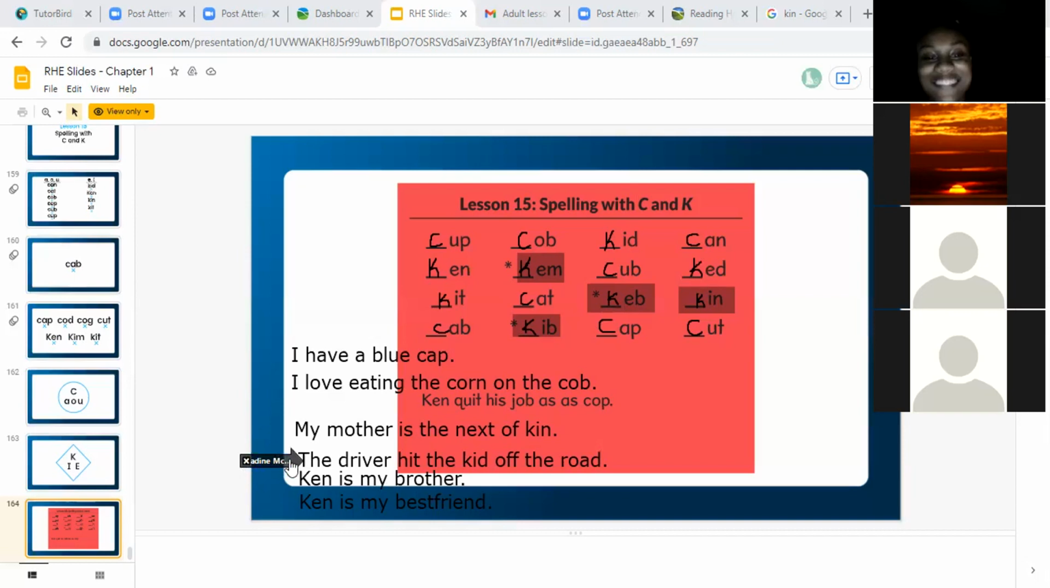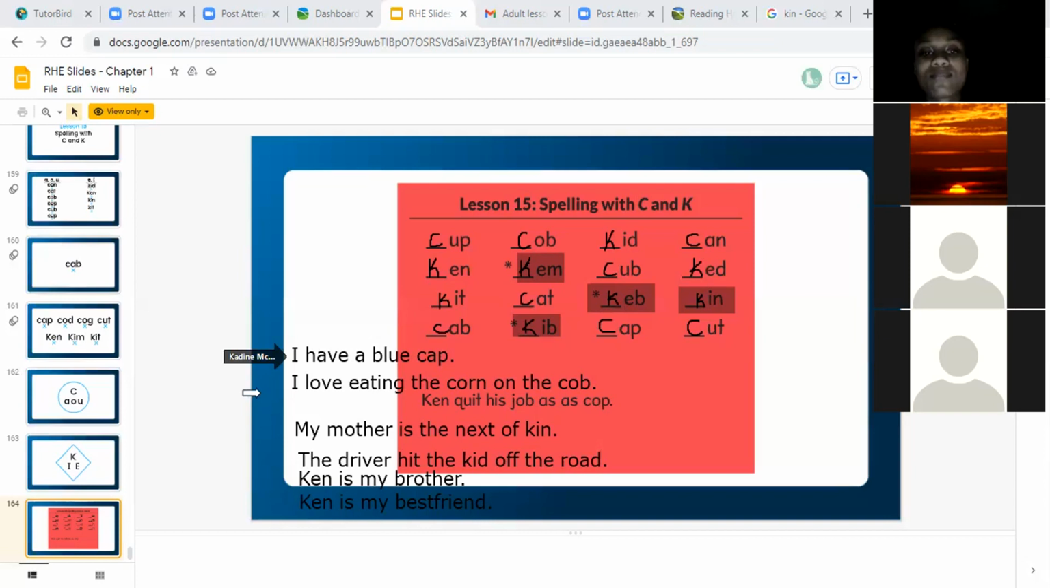The driver hit the kid off the road. Kid is my brother. Kid is my best friend. Say the name again. Ken? Ken. Okay, Ken. All right. So, Marja, read them for me now.